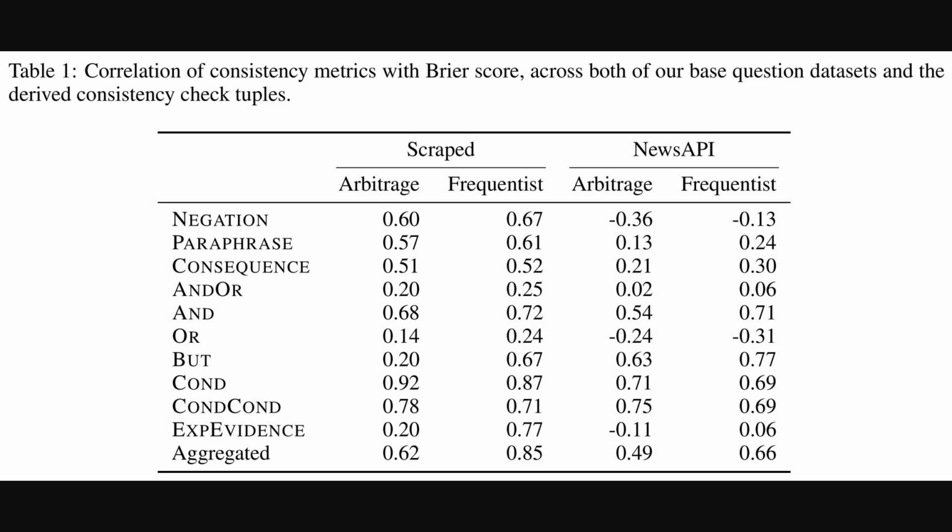Okay, building on that visualization, Table 1 here gives us the specific numbers for those correlations. It breaks down the correlation between the consistency metrics, arbitrage and frequentist, and the Brier score for each of the 10 logical checks, across both the scraped and news API datasets. We see some checks correlate much more strongly than others, especially COND and COND, showing high values like 0.92, strongly suggesting they're good proxies for actual forecasting accuracy.